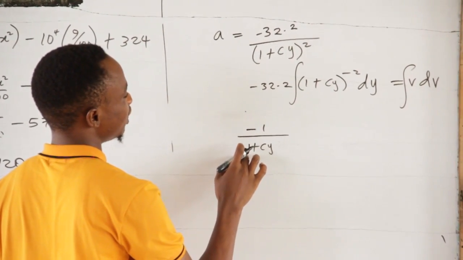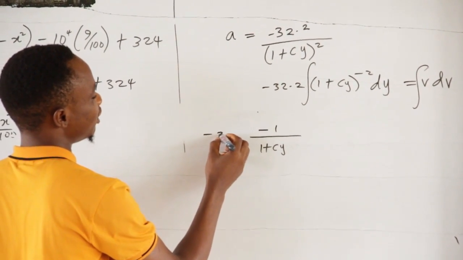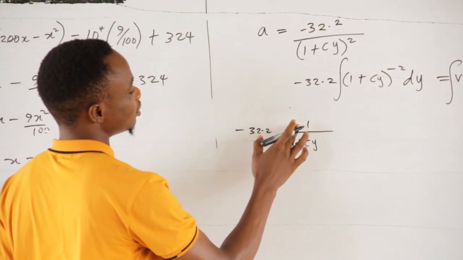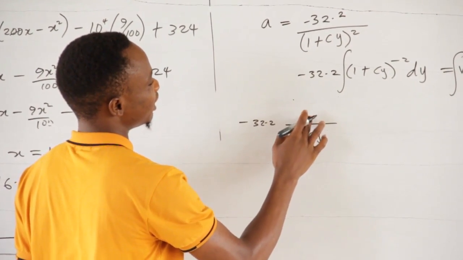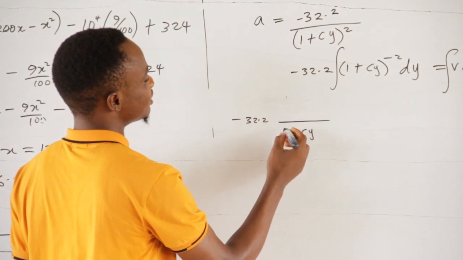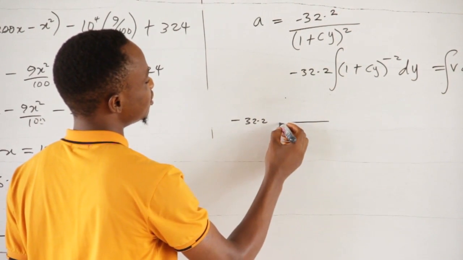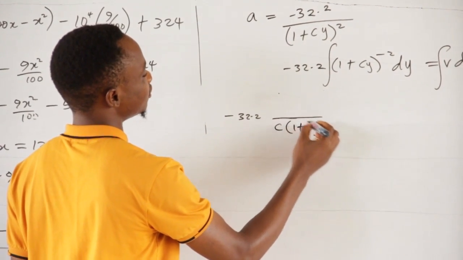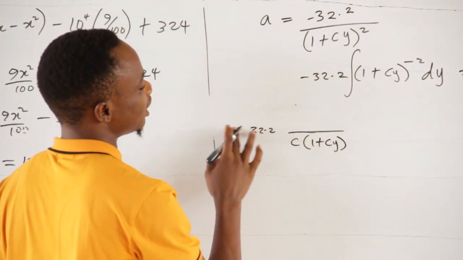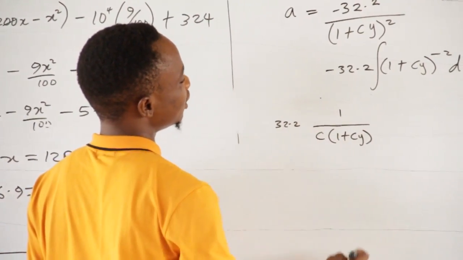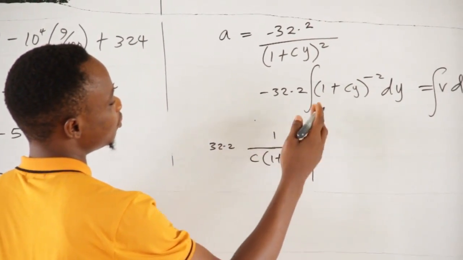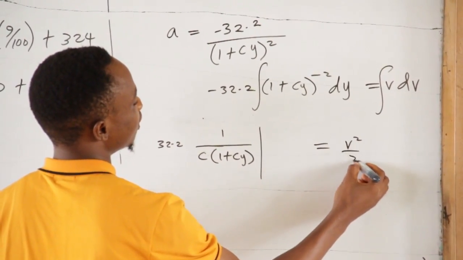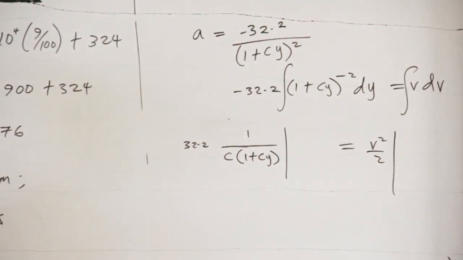That's 1 plus cy. Now you have minus 32.2 outside. Is that clear? Okay, multiply by c, divided by c. That's going to be c into 1 plus cy. Then this minus will cancel this minus. I have 1 here. Then this is going to run from whatever limit you have equal to b squared over 2, from whatever limit you have.